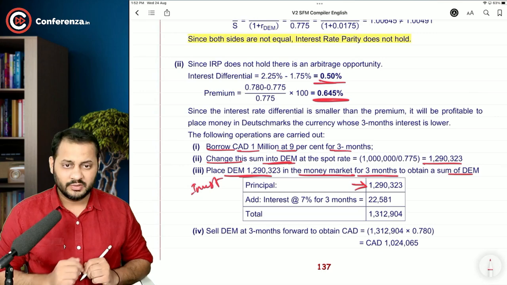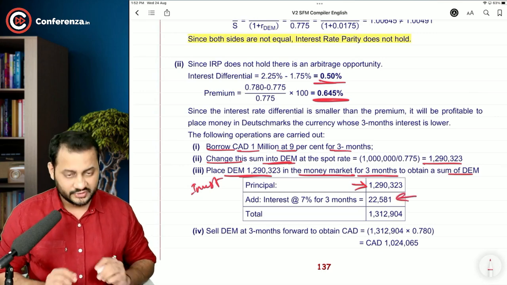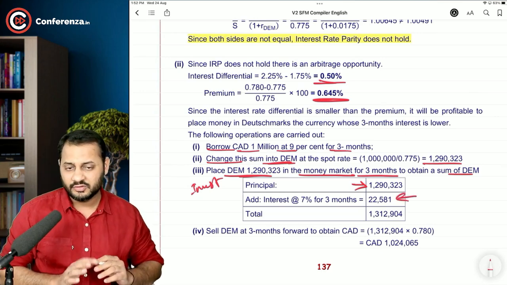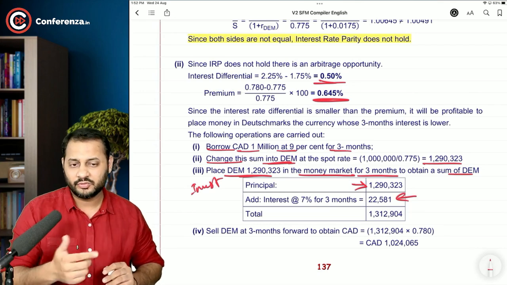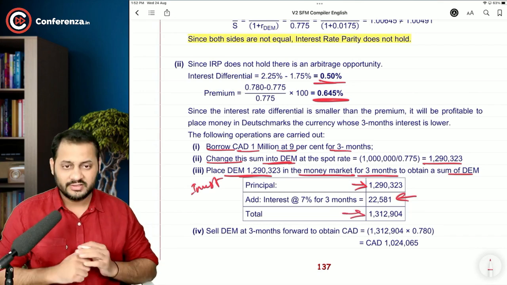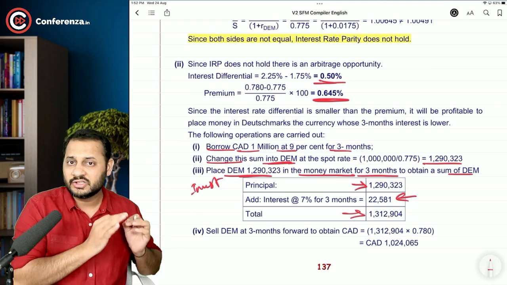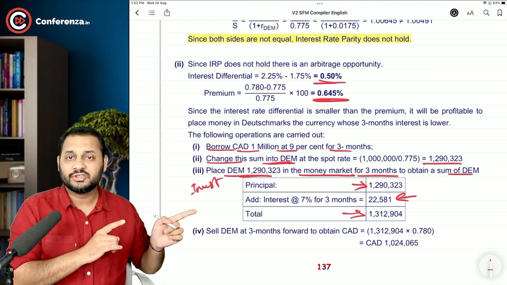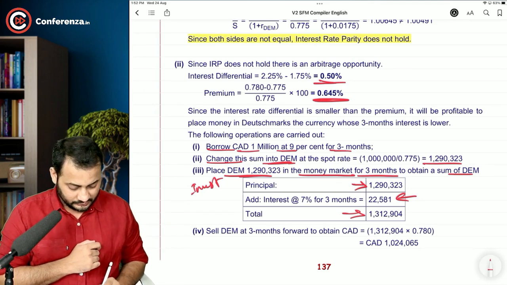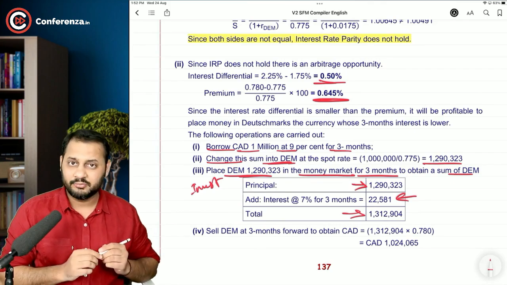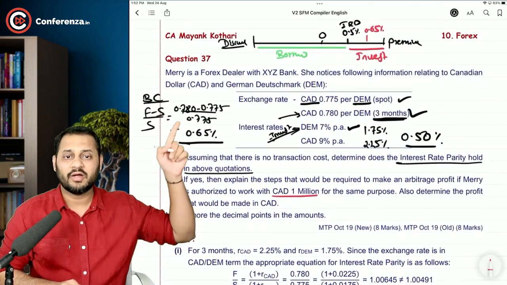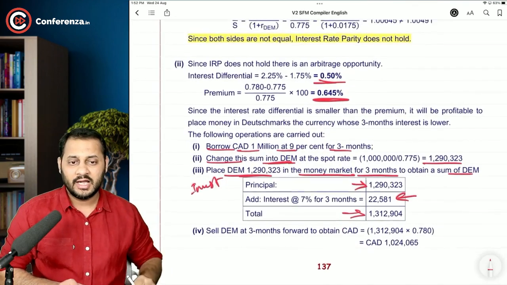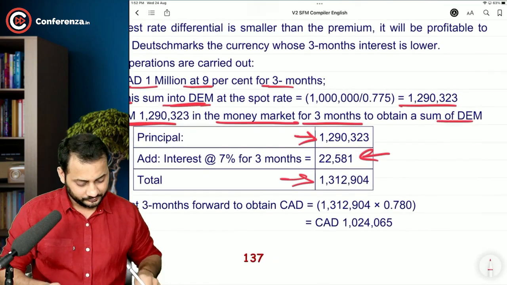This is the principal that you invested. This is the interest for 3 months you are going to receive. 7% for 3 months. So you are going to calculate that. And this is what you will receive in Deutschmark at the end of the 3 months. You will sell this much of the Deutschmark after 3 months at the forward rate that you have agreed, 0.780, and the net amount that you will receive.